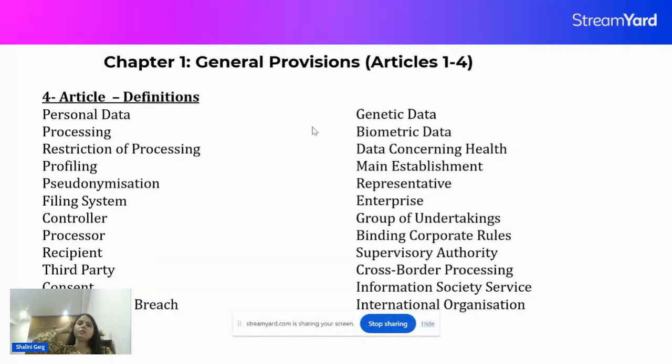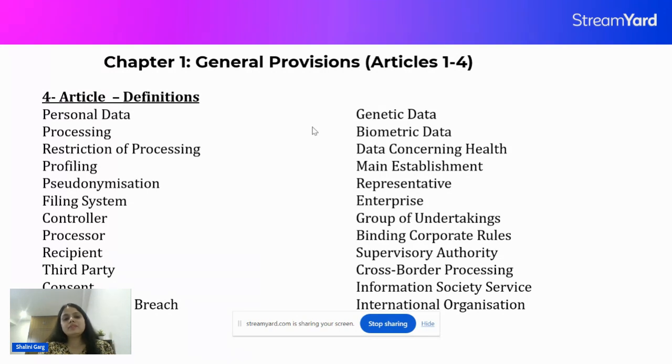So cross-border processing means a controller or processor is established in one state and the data subject is established in the other state, or the data is being transferred from one state to another, then it will be known as cross-border processing. Information society services.